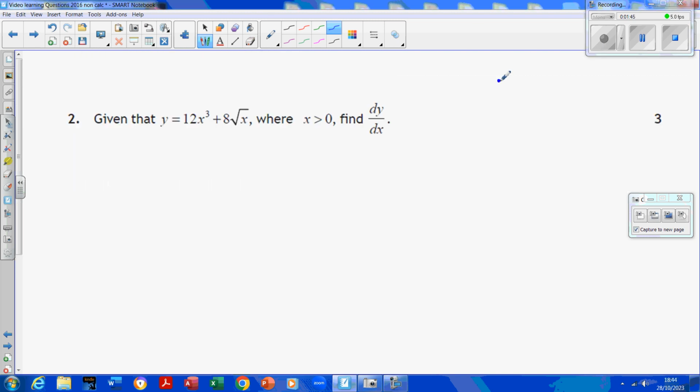Okay, next question. Given that y is equal to that, find dy by dx. Now that's about the domain. That's your domain coming in, but you don't need to worry about that. It's telling you x has got to be greater than 0 because you've got a square root, and square roots have got to be greater than 0.